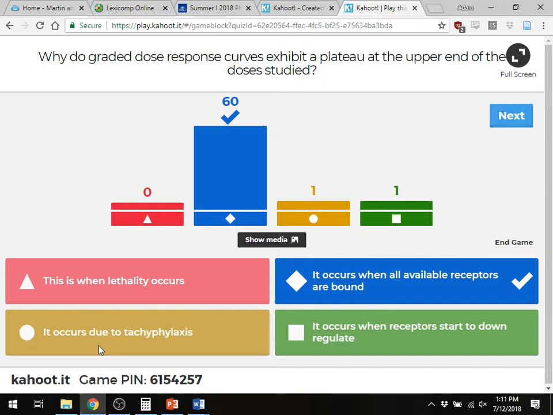I have to have a nitrate-free period, usually 12 hours or so, to give the body a chance to reset. That way, the next time they have chest pain, if I give them nitro, it's actually going to work. Usually that takes some time to occur, but it can be pretty rapid for some drugs. And the downregulation is typically more of a chronic thing that happens over time. When you're looking at a graded dose response curve, it's happening during an acute exposure to that drug. Okay.